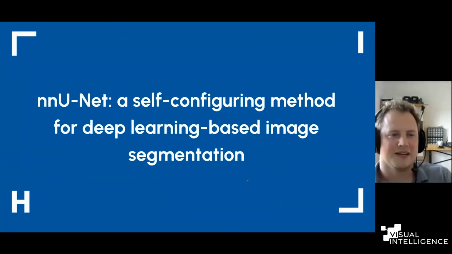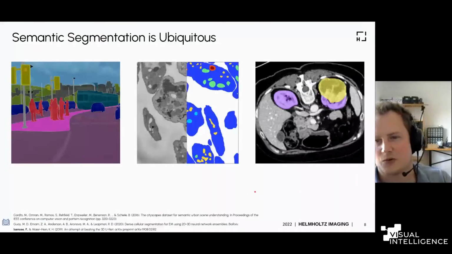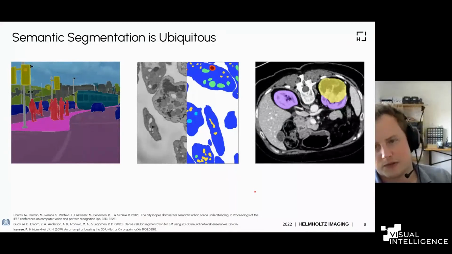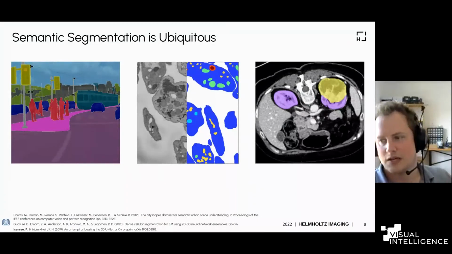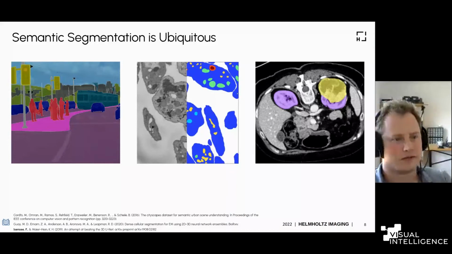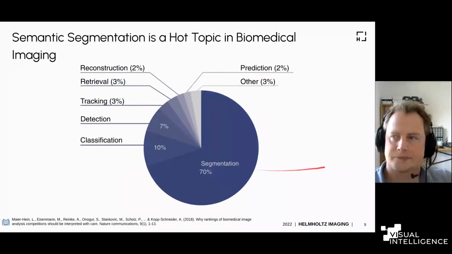nnU-Net is a self-configuring method for deep learning-based image segmentation. And I think in this room, everybody will be familiar with semantic segmentation. I just want to highlight here that semantic segmentation is also a type of image analysis problem that's being used across many different imaging domains. So we have something like street scene segmentation here, then some electron microscopy images from biology, and of course also medical images, which is where I essentially originate from with my background.